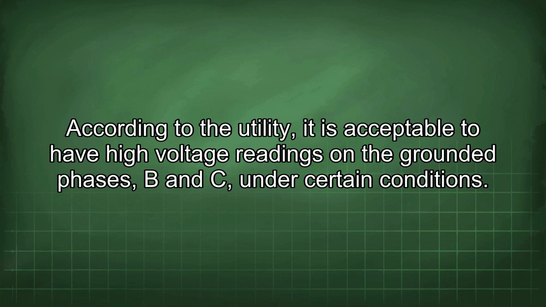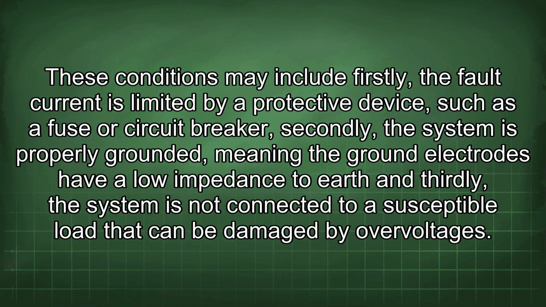According to the utility, it is acceptable to have high voltage readings in the grounded phases B and C under certain conditions. These conditions may include: firstly, the fault current is limited by a protective device such as a fuse or circuit breaker. Secondly, the system is properly grounded, meaning the ground electrodes have a low impedance to earth. And thirdly, the system is not connected to a susceptible load that can be damaged by overvoltages.